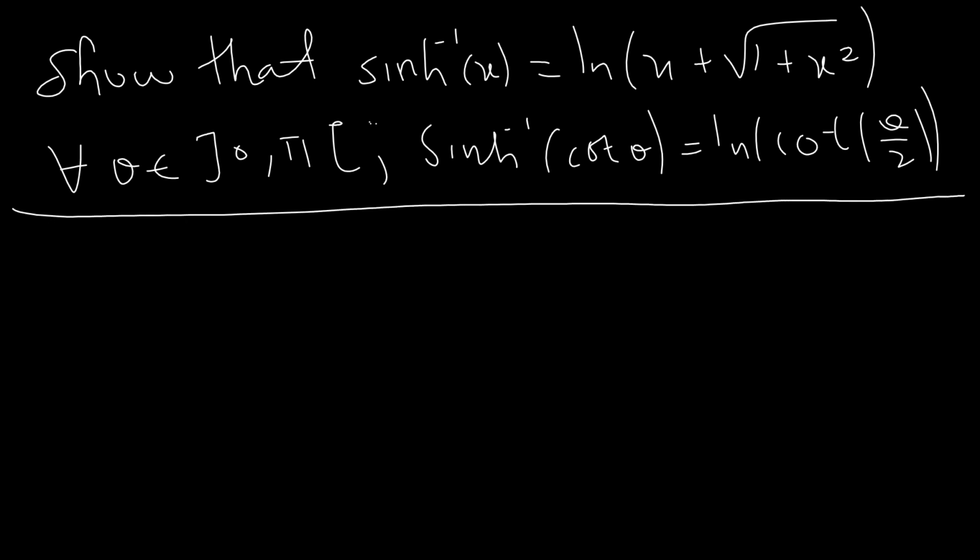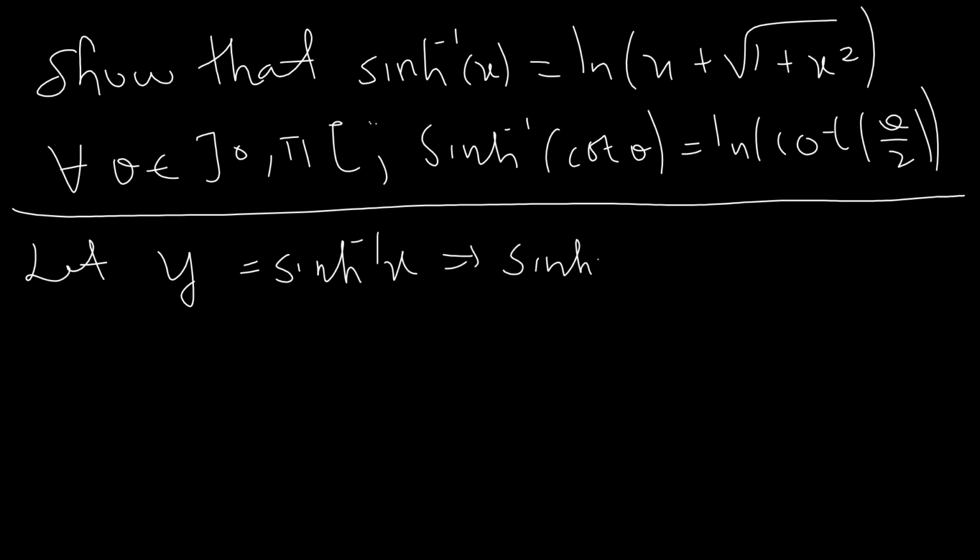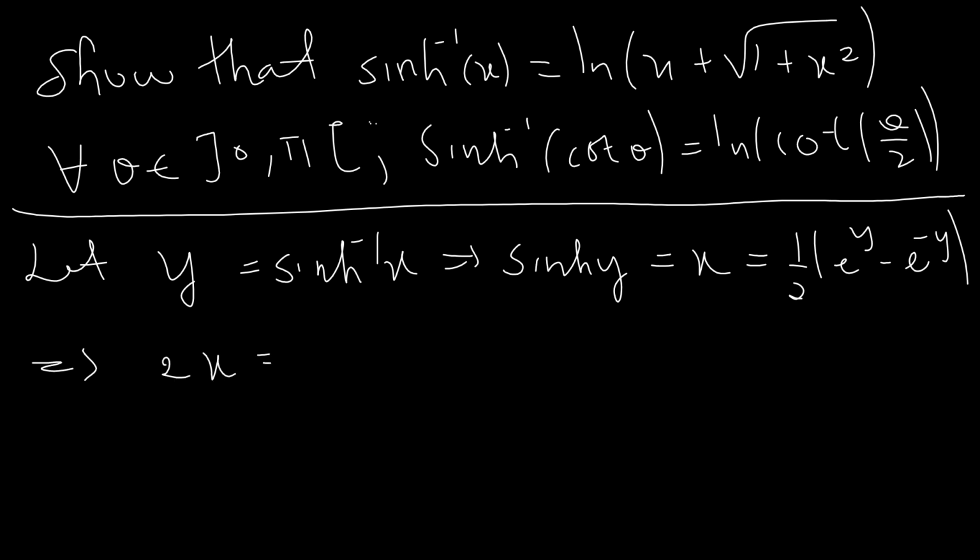Okay, so to prove that sinh inverse of x is equal to that, I'll start by letting y be equal to what I am proving, sinh inverse of x. Then I take sinh on both sides, sinh y will be equal to x. But now what is sinh y? It is half times e to the y minus e to the minus y. So if I multiply by 2, I'm going to get 2x equal to e to the y minus e to the minus y, which is 1 over e to the y.